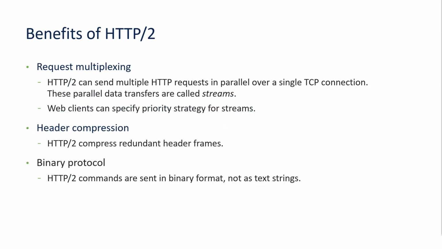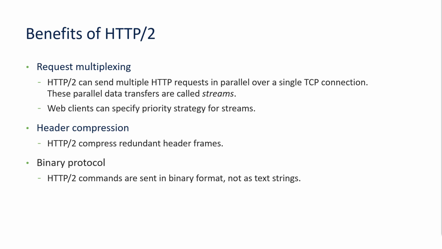Note that you wouldn't want to downgrade if you can avoid it, because one of the big benefits of HTTP2 is the request multiplexing, which allows multiple HTTP requests to be done in parallel over a single TCP connection. And the web client can specify priority strategies for those streams. Thus, you can build a web page that has many components quite efficiently. Also, there's header compression and a binary format rather than string text. This takes care of a lot of issues that come up with special characters.